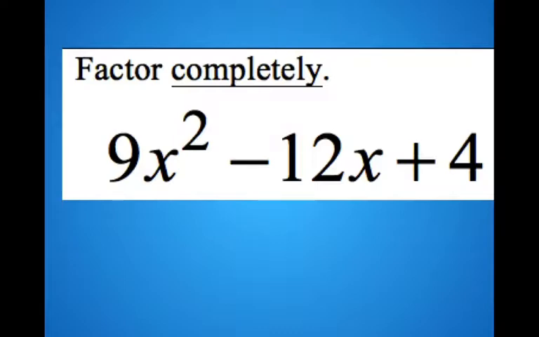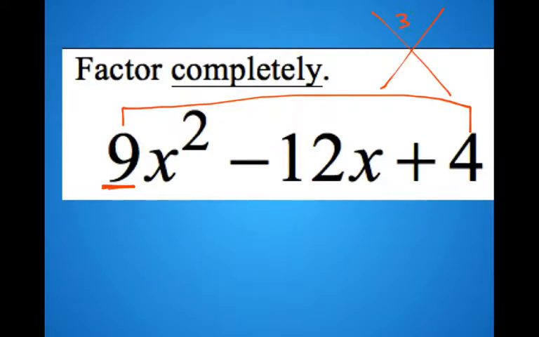Okay, this one is just a trinomial. It's actually a perfect square trinomial, but we can just treat it just like a normal trinomial that has a number other than a 1 in front of it. So 9 times 4, we multiply those together, that's 36. We're looking for 2 numbers that multiply to be 36 and add up to be 12. After a little bit of thought, we come up with negative 6 and negative 6.